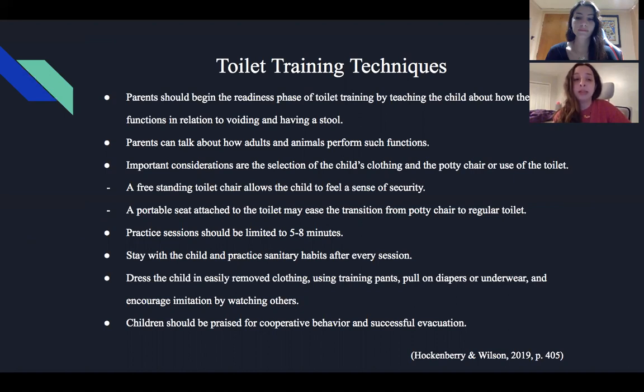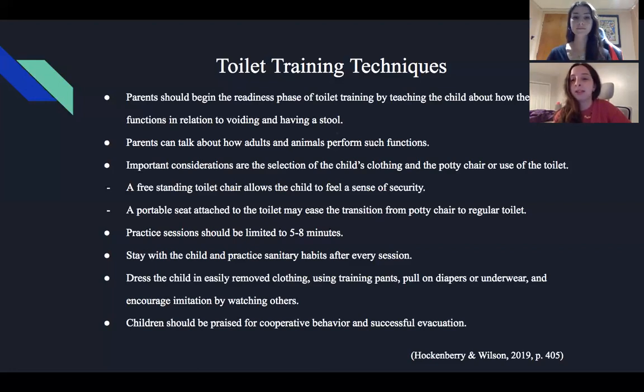The parent should stay with the child and practice sanitary habits after every session. So the child should obviously know that they should wash their hands after using the toilet. Dress the child in easily removed clothing, using training pants, pull-on diapers, or underwear, and encourage imitation by watching others.